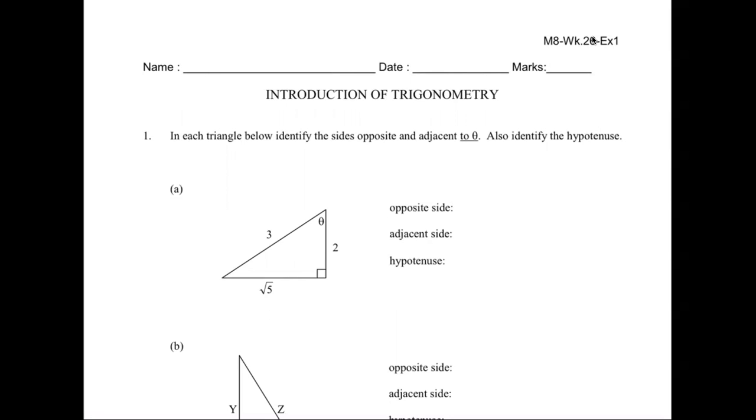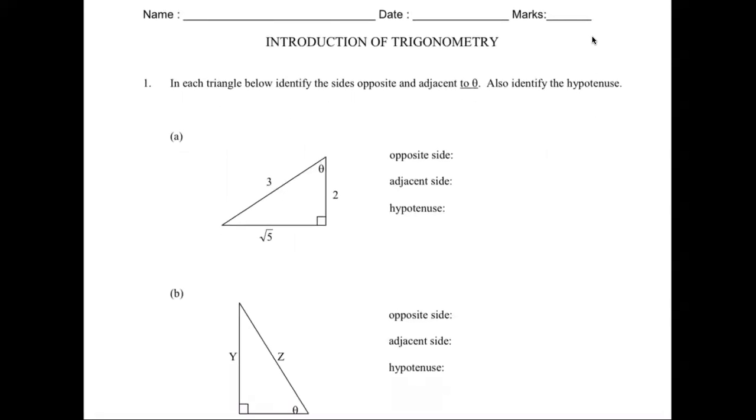Question number 1. In each triangle below, identify the sides opposite and adjacent to theta. Also identify the hypotenuse.